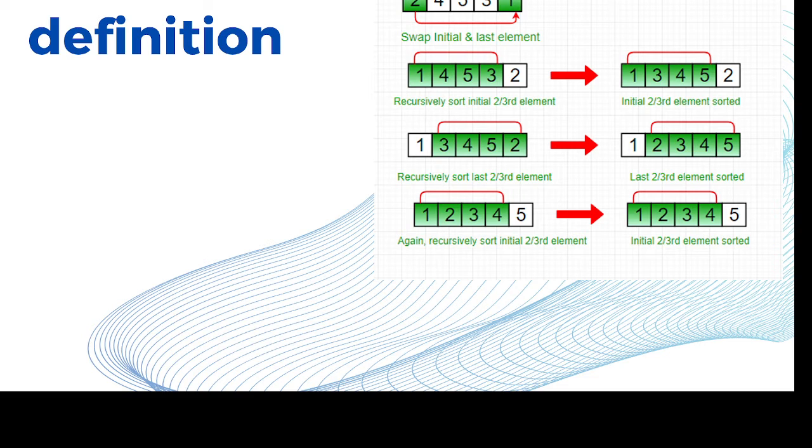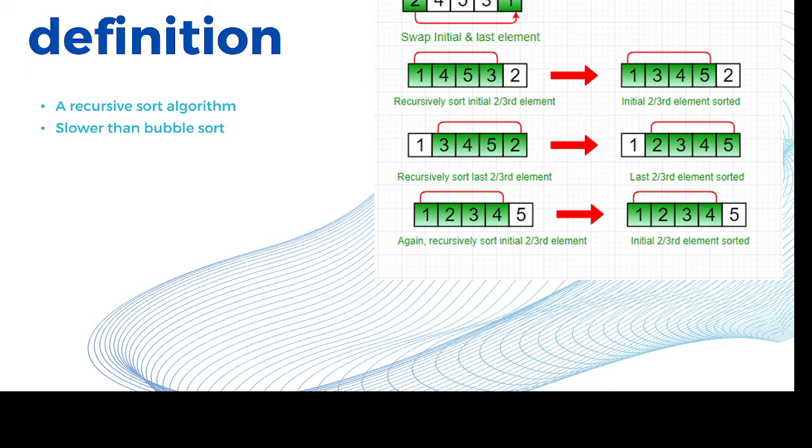So what is stooge sort? Stooge sort is a recursive sorting algorithm, a paradigm that works recursively based on a base case and a recursive case.